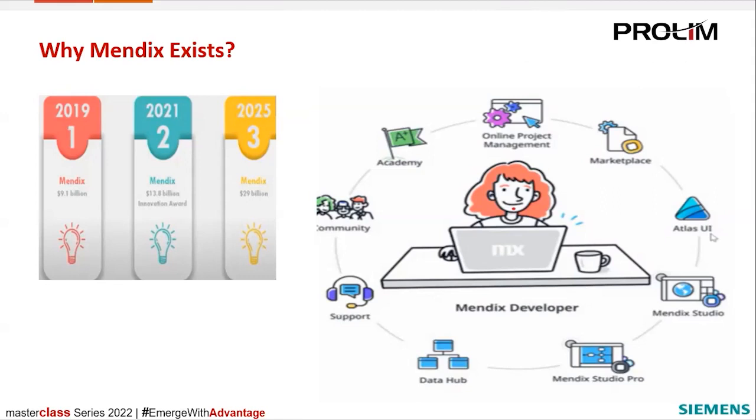Before going deep inside Mendix, let me share a few details regarding Mendix history. In 2019, Mendix was reaching a revenue of 9.1 billion. But when you come to 2021, which is 2 years of difference, Mendix has reached its record of 13.8 billion, nearly 14 billion. They also got a lot of awards like Innovation Awards and Improvisation awards. We are expecting that in the year 2025, Mendix will reach up to 25 billion surely.